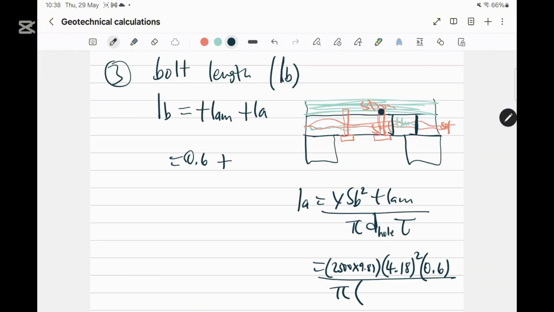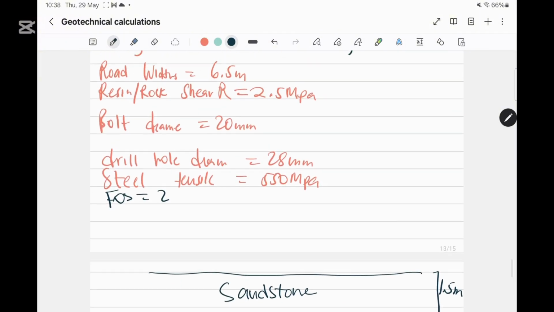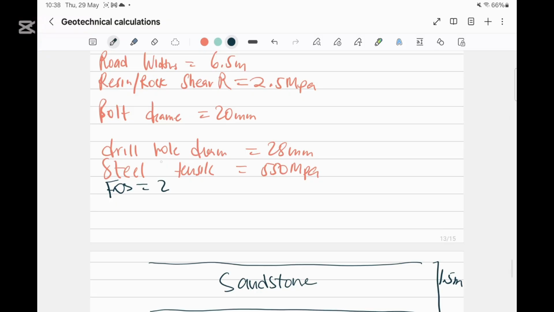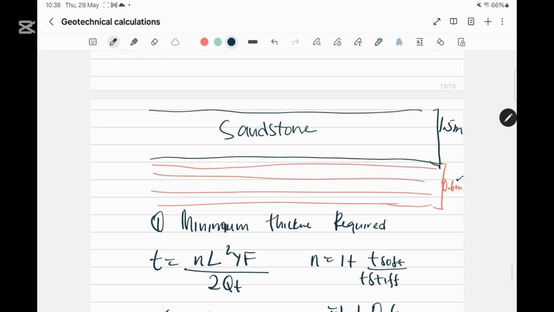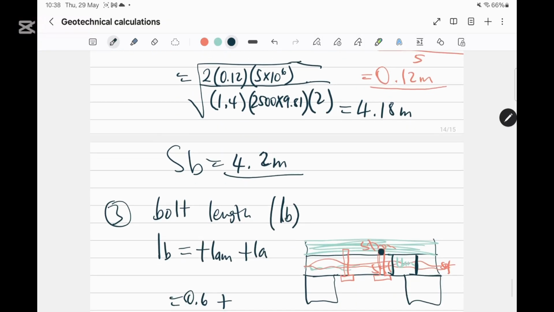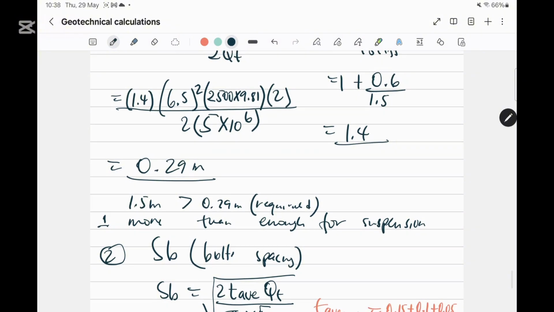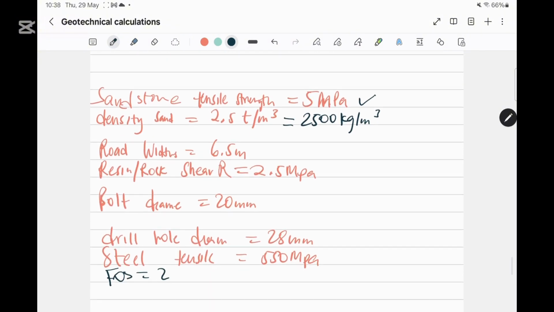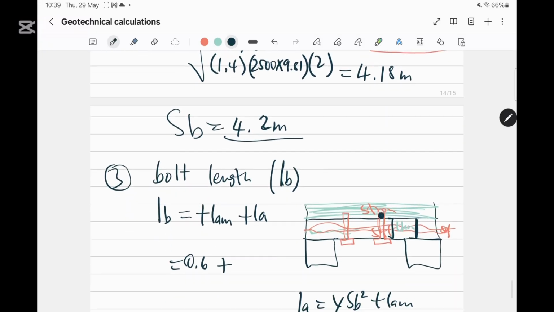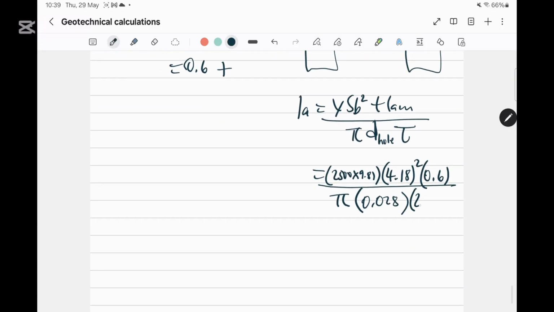The average of the soft part. Pi, and the diameter of the hole we're given in the question. It was given as the real hole diameter, which is 28 millimeters. So we're supposed to convert it to meters, 28 divided by 1000, so it's 0.028. Shear resistance we're given: rock to resin shear resistance is 2.5, so you're going to have 2.5 times 10 to the power of 6.